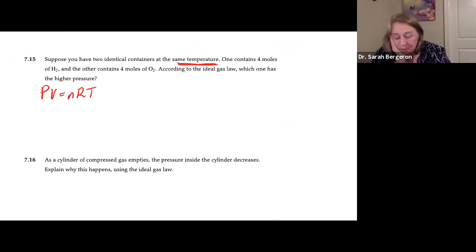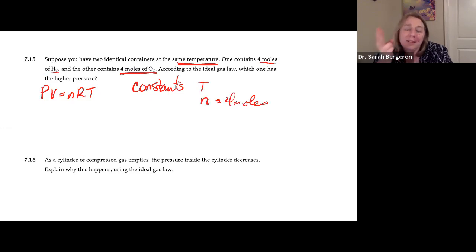Same temperature, so let's write our constants. Temperature. One contains 4 moles of H2, one contains 4 moles of O2. So our moles are the same, right? That's 4 moles. It's constant. According to the ideal gas law, which one has a higher pressure? Well, you have two identical containers. If they're identical containers, volume is also constant, right?